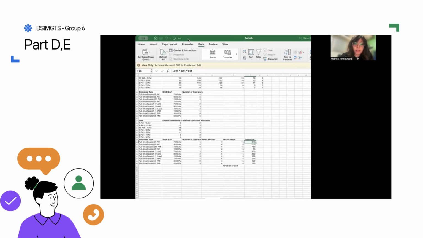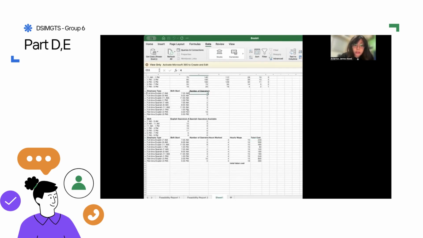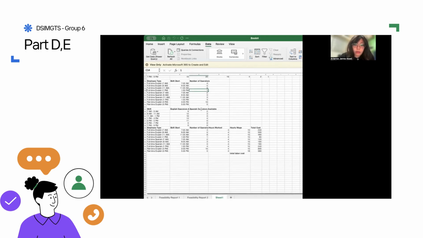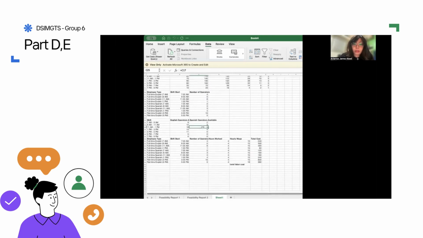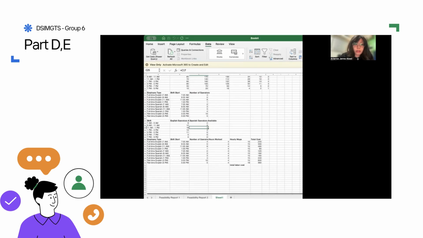For example, we should hire 4 full-time English operators at 7 a.m., 5 at 9 a.m., 8 at 11 a.m. and 1 at 1 p.m. For the Spanish, hire 2 full-time Spanish operators at 7 a.m., 3 at 9 a.m., 3 at 11 a.m., and 4 at 1 p.m. And for the part-time, there will be 10 part-time operators at 3 p.m. and 5 at 5 p.m.